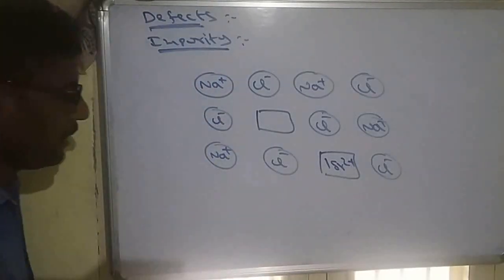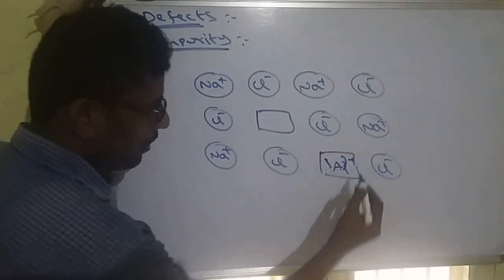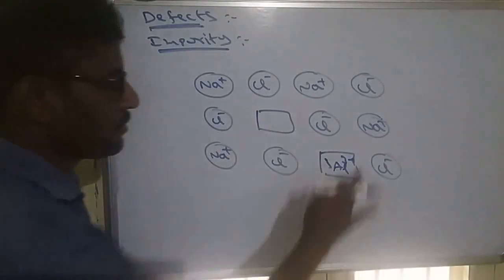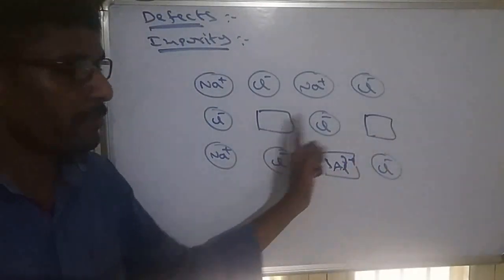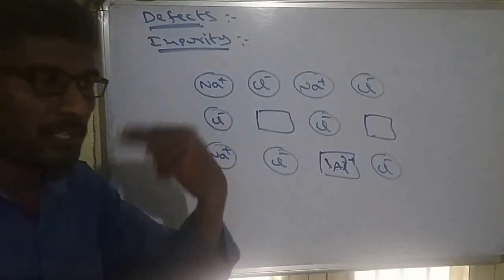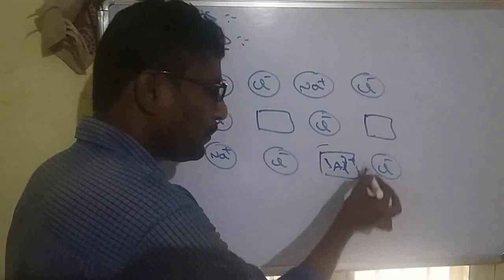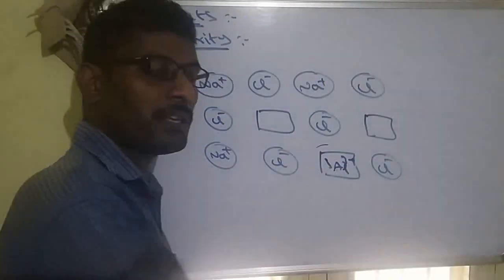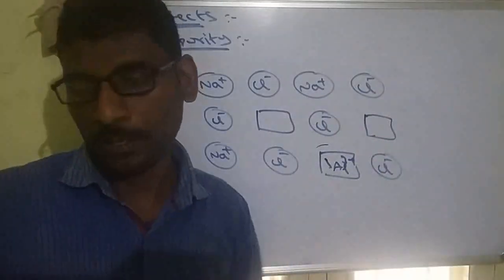Suppose in place of strontium, aluminum comes. Aluminum charge is 3, so it removes a total of 3 sodium ions. So the number of vacancies will be 2. So one aluminum makes 2 vacancies. One strontium makes 1 vacancy. Like that, if we know the amount of impurity, the amount of vacancies can also be easily identified. So such types of questions are also important.